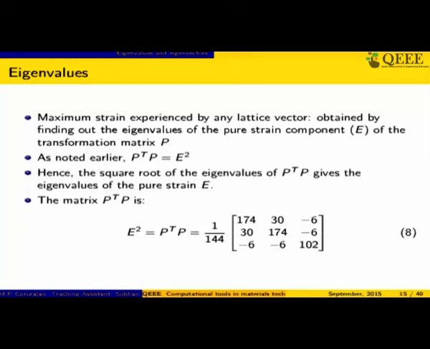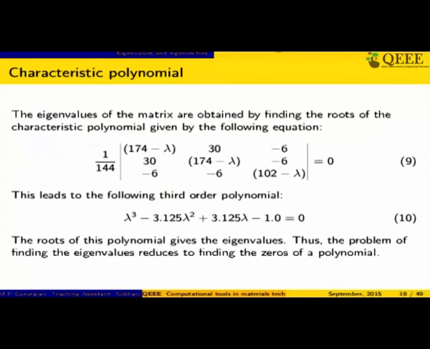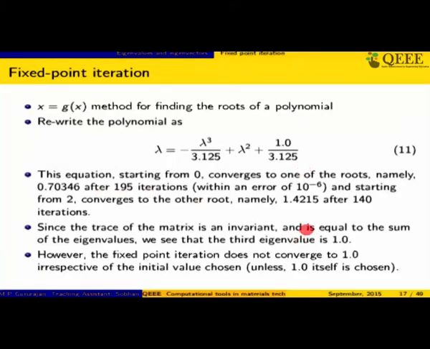3.125. Okay. So yeah, 150, it's of the order of 150. So 450 by 144 is of the order of 3. So 3.125 is the trace, and you know two of them already, 1.4 and 0.7. So that gives you 2.125, right? Okay. So the third eigenvalue should be 1.